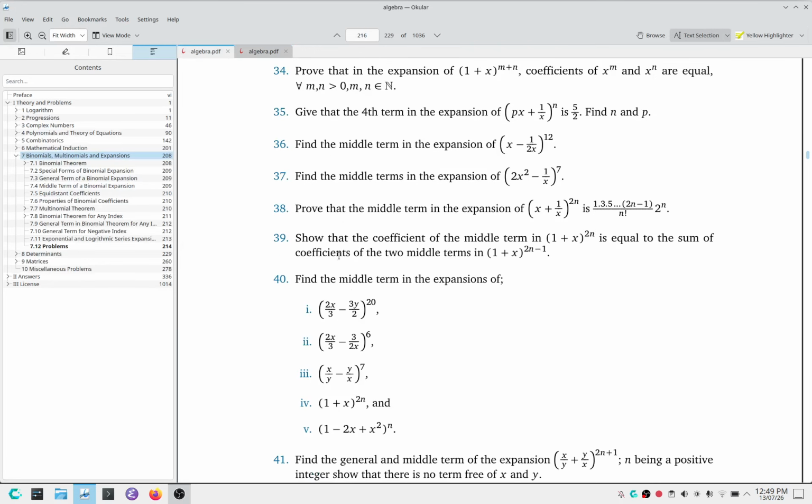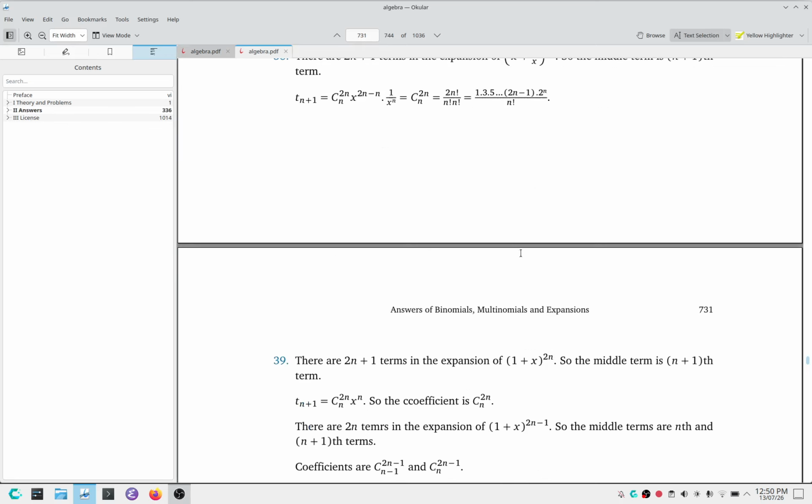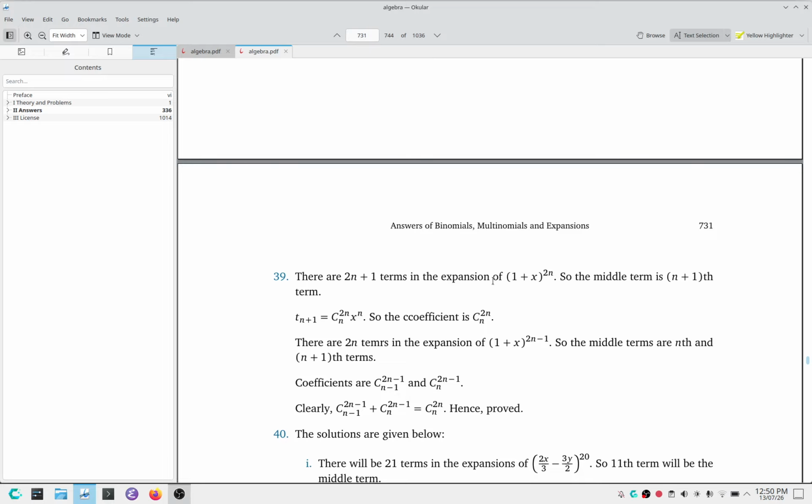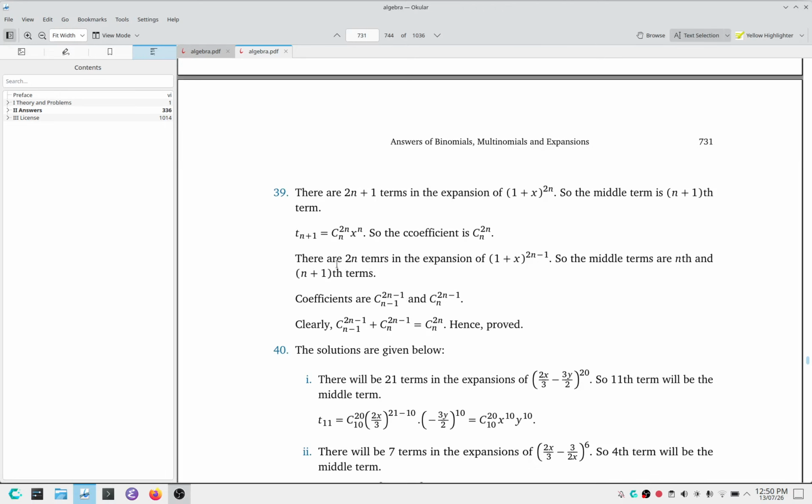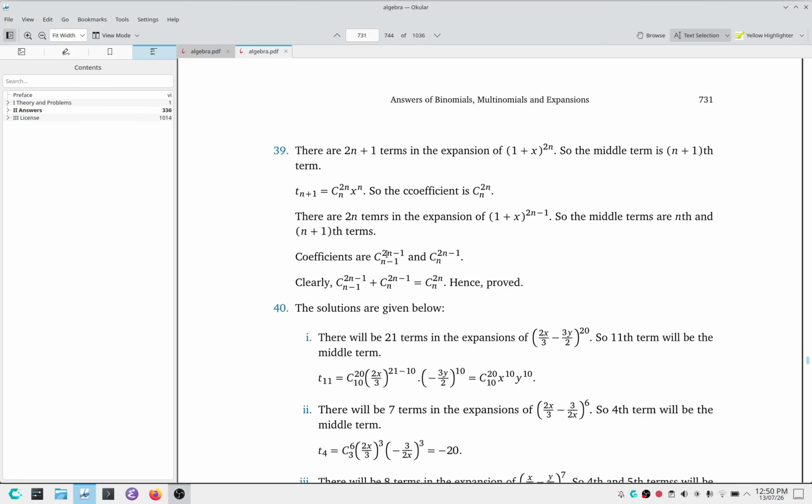Question 39 says: show that the quotient of the middle term of (1 plus x) raised to the power 2n is equal to the sum of quotients of two middle terms in (1 plus x) raised to the power 2n minus 1. For the first one, the middle term would be the n plus 1th term, that is 2nCn x raised to the power n. So the quotient is 2nCn. Now, in the expansion of (1 plus x) to the power 2n minus 1, there is a typo in the spelling. The middle terms will be the nth and n plus 1th terms, and the quotients would be 2n minus 1 Cn minus 1 and 2n minus 1 Cn. Now we know that 2n minus 1 Cn minus 1 plus 2n minus 1 Cn is equal to 2nCn, and hence we have proven this.